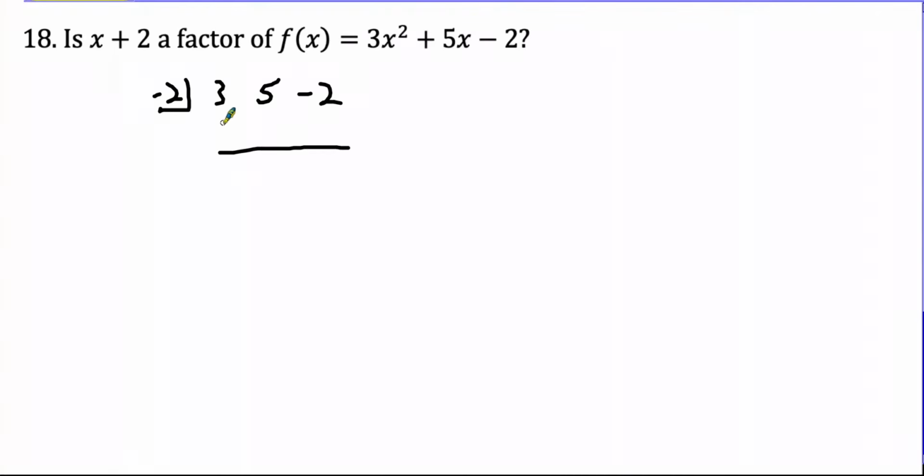And to go through my synthetic division process, bring that first value straight down, multiply by what's up in my box, add straight down, multiply, and add straight down. The remainder is the key to determining if something is a factor. If we get a remainder of 0, that means yes, this is a factor. If we would get any remainder other than 0, that means that x plus 2 would not have been a factor.